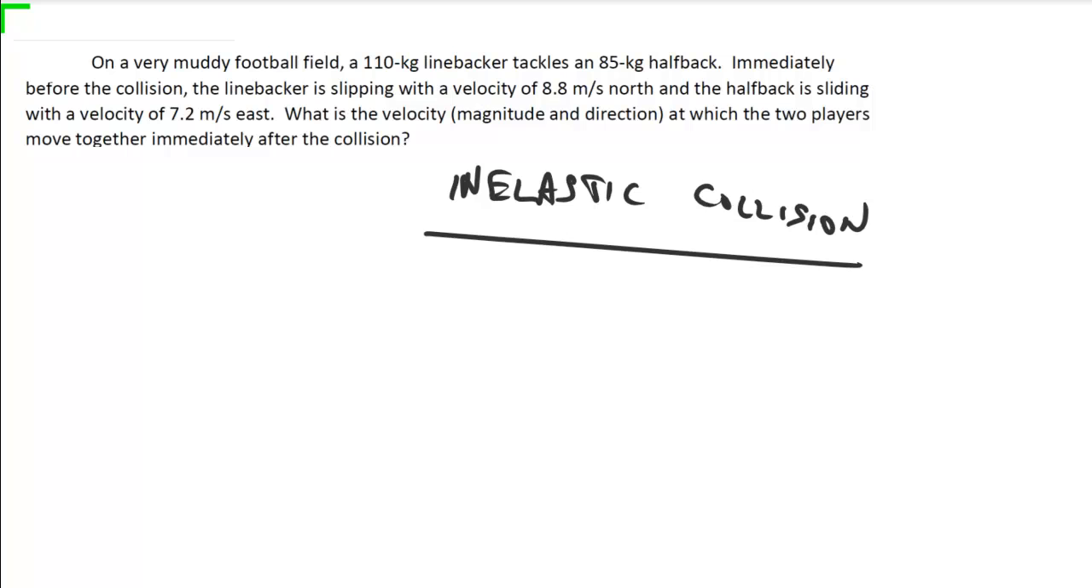So we have a linebacker tackling a halfback, and the linebacker was slipping. I guess we can infer from this that it's slipping without any friction at some velocity north, and the halfback is sliding without friction, some velocity east. And we want to know what is the velocity of the two players, which are stuck together because one tackles the other. So they're stuck together, and what is the velocity of the combined linebacker and halfback immediately after the collision?